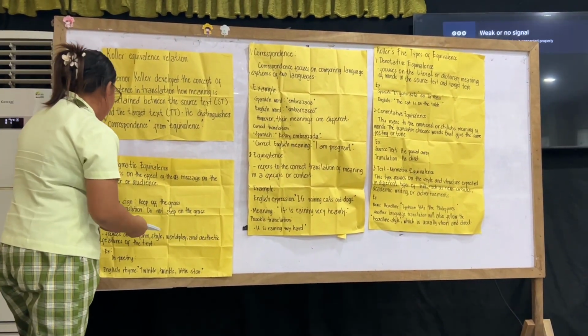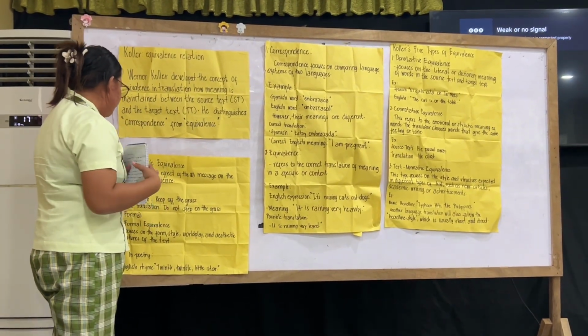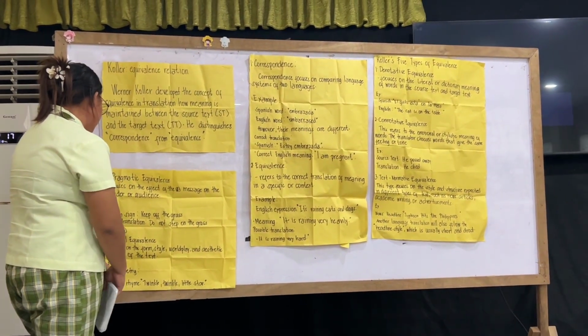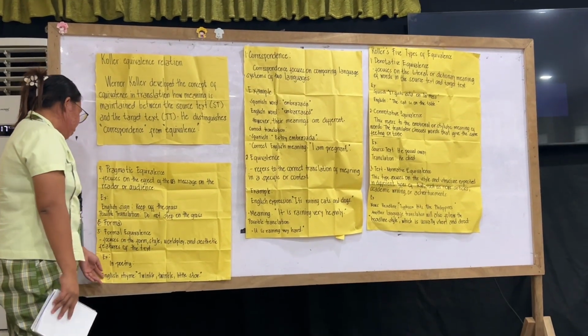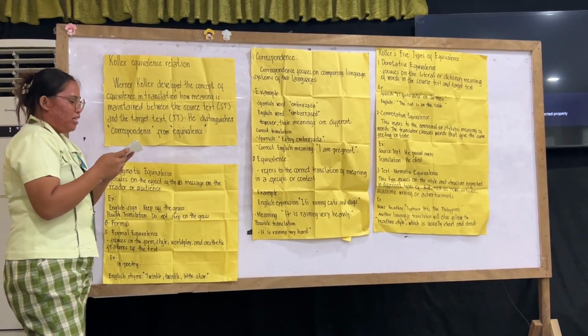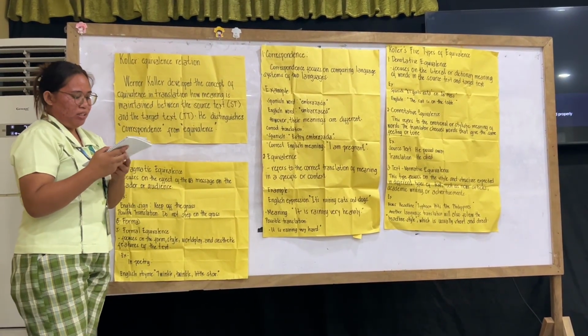The words may change slightly, but the message and purpose remain the same for the reader. And the last one is formal equivalence. It focuses on the form, style, wordplay, and aesthetic features of the text. Example in poetry, English rhyme: "Twinkle, twinkle, little star." The translator tries to keep the rhyme or the rhythm in the target language.